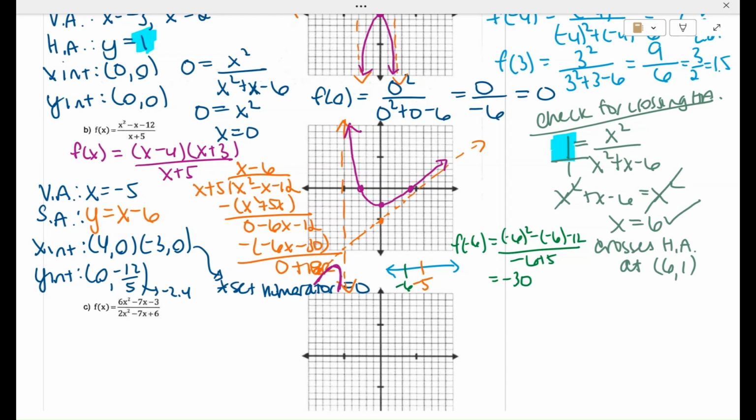It looks like this, following those asymptotes. It kind of goes into my notes there. Sorry. But that's how the graph looks. And now this graph is complete.